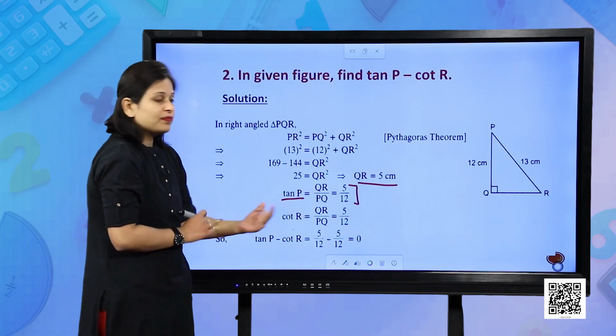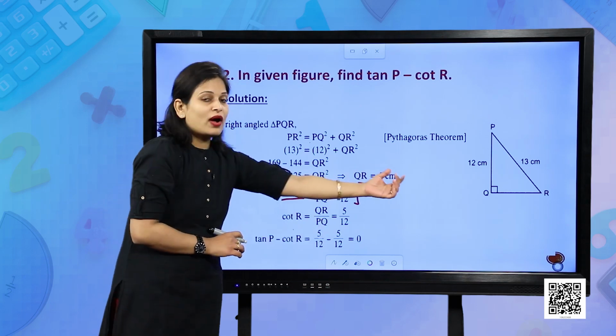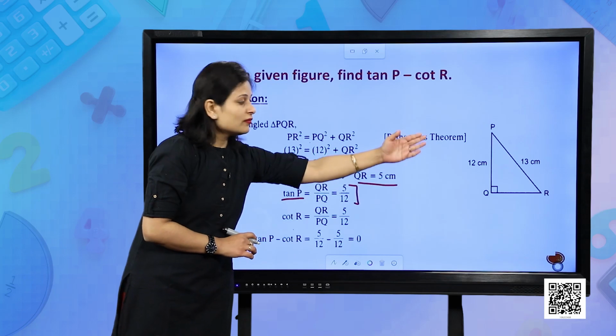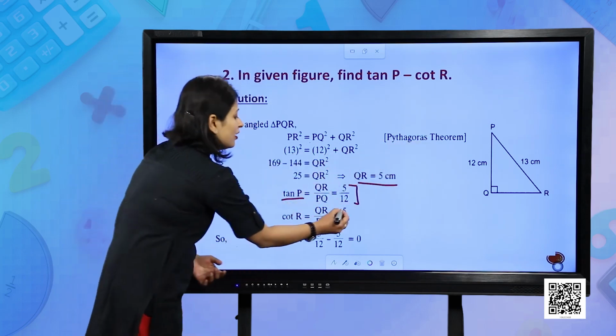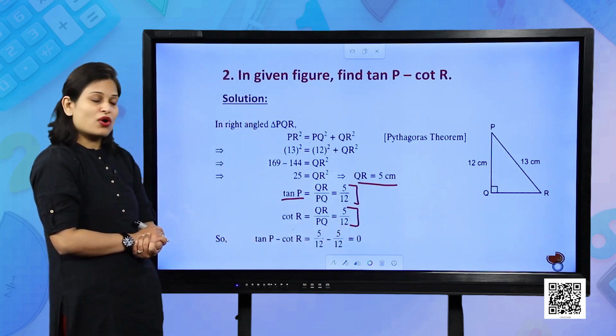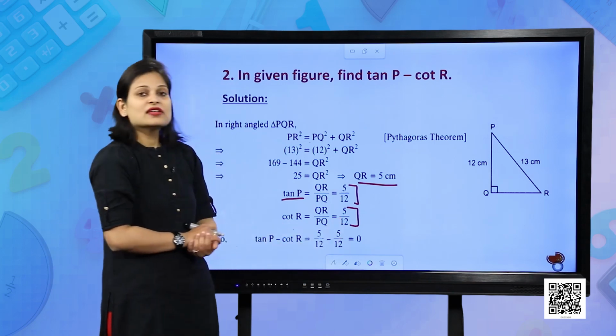And cot R. Cot R is what? QR upon PQ. QR is base and PQ is the perpendicular. So what will you get? Cot R as 5 by 12. So we need to find out the value of tan P minus cot R, which is 5 by 12 minus 5 by 12, you will get 0.